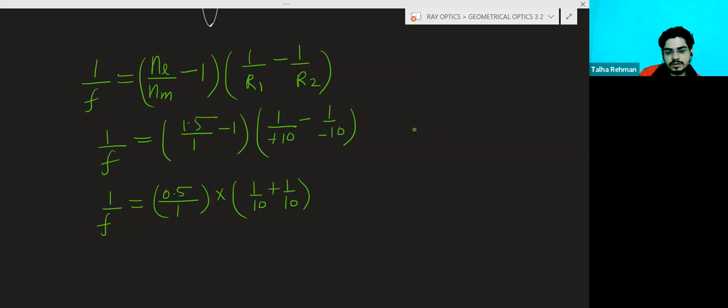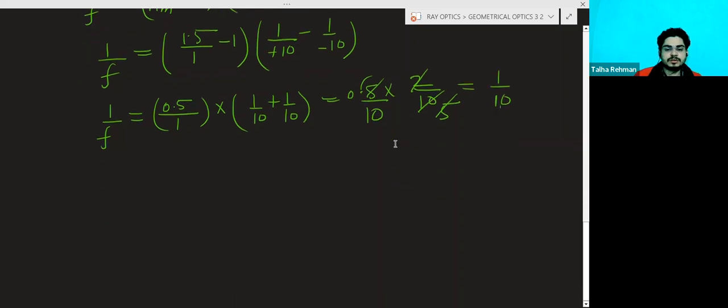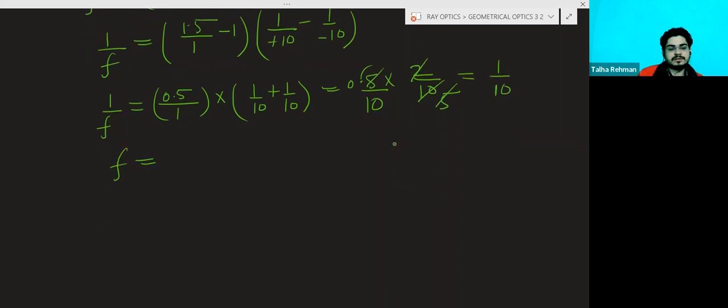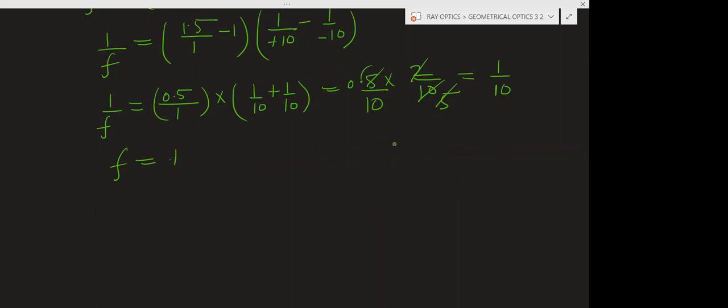So you will have 0.5 multiplied by 2 by 10. 2 by 10, so 2 fives are 10, and it will become 10 again. This will cancel out, and it will be 1 by 10. So the focal length will be 10 centimeter, plus 10 centimeter.